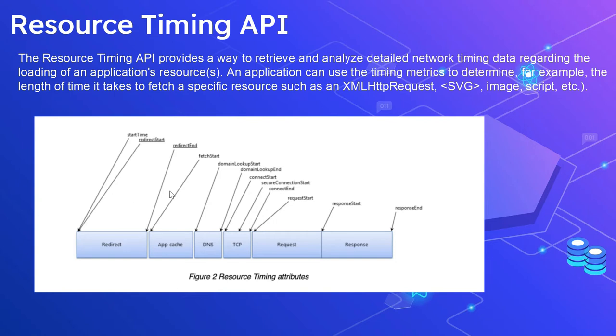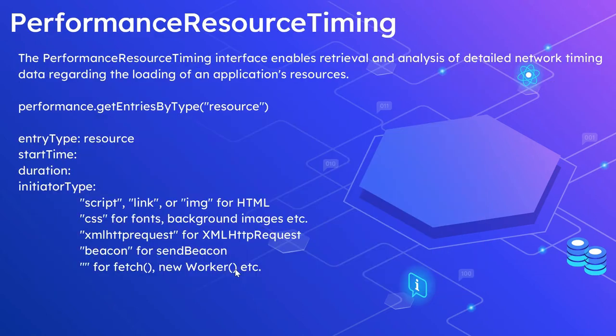This graph shows the different timing attributes defined. For example, start time, redirect start, redirect end, fetch start, and all the available attributes. The performance resource timing interface enables retrieval and analysis of timing data regarding the loading of an application's resources.